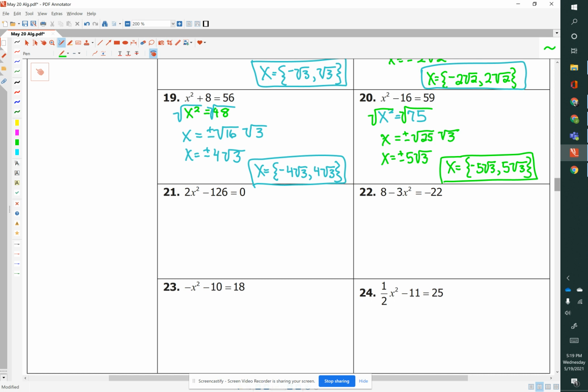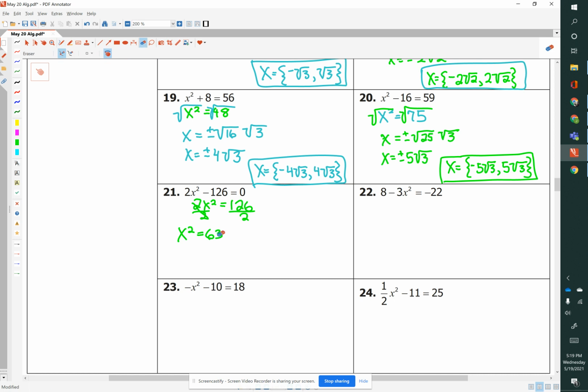Okay, number 21, 2x squared minus 126 equals 0. So we will move 126 to the right side, giving 2x squared equals 126. And then we also need to divide by 2, which gives us x squared equals 63.